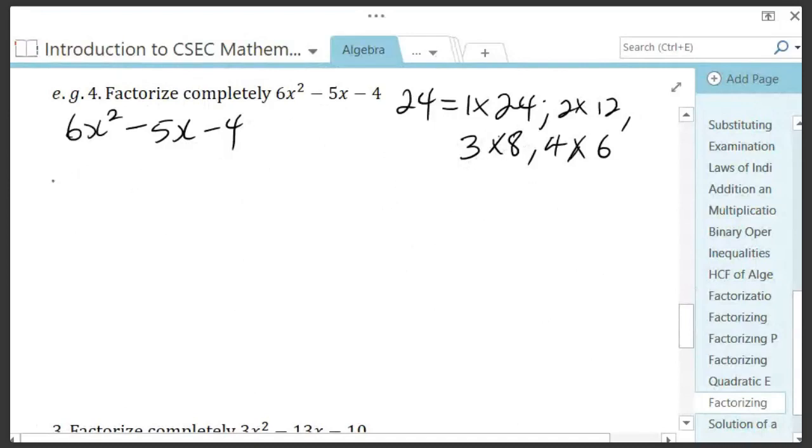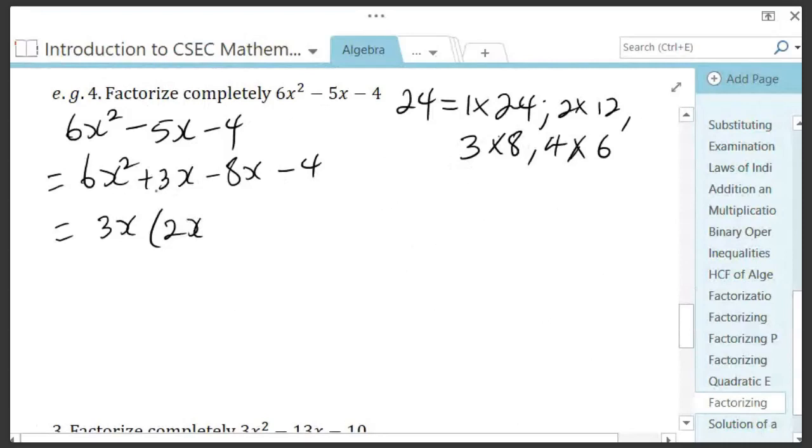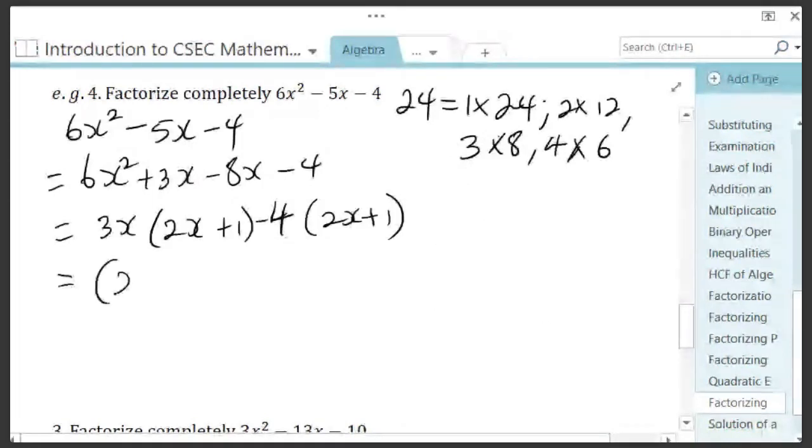So I will write this here as 6x squared plus 3x minus 8x minus 4. The HCF of the first two terms here is 3x. 6x squared divided by 3x here is 2x. 3x divided by 3x is 1. Repeat the brackets here. 2x plus 1. Minus 8x divided by 2x here is minus 4. Alright, and minus 4 multiplied by positive 1 is minus 4. Factorizing out here, this is 2x plus 1. This here is 3x minus 4.